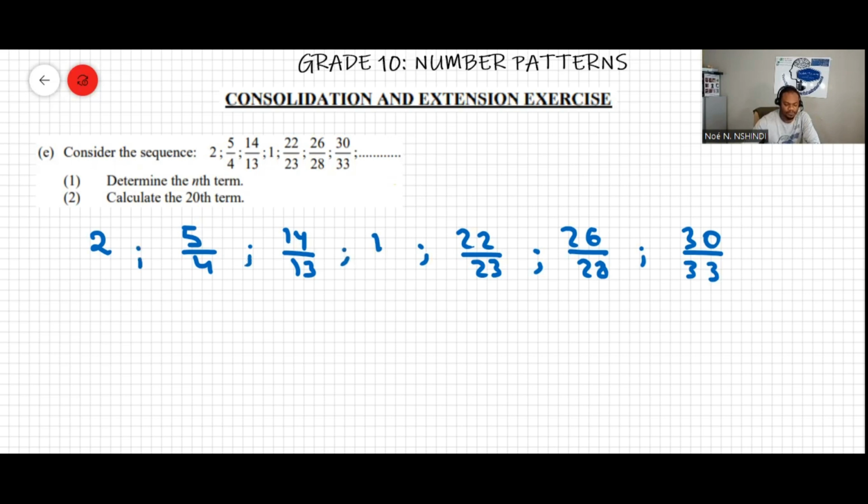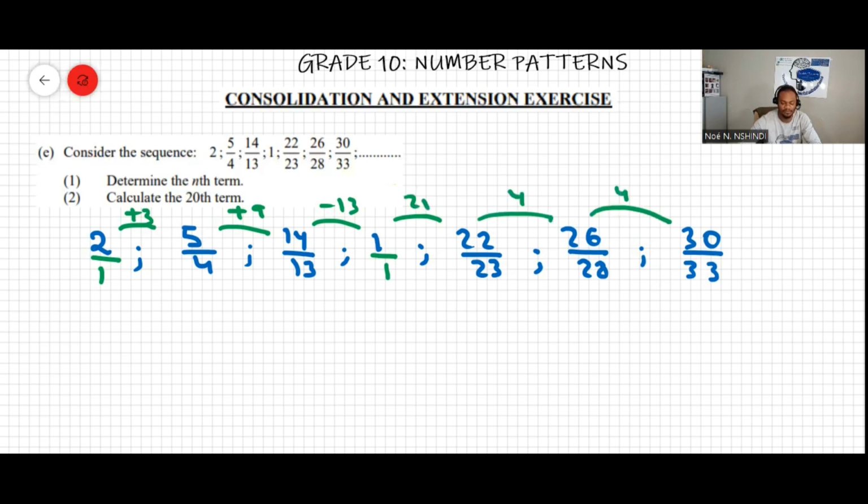We need to determine the general formula, the nth term. When we look at these numbers, I'll look at the numerator first. Here the denominator is assumed to be 1, so 1 is like 1 over 1, 2 is like 2 over 1. If I look at the numerators, there's no constant difference because this is plus 3, that plus 9, then negative 13, then 21, and then 4, and 4 again. So we don't really notice a constant difference. The difference keeps changing.